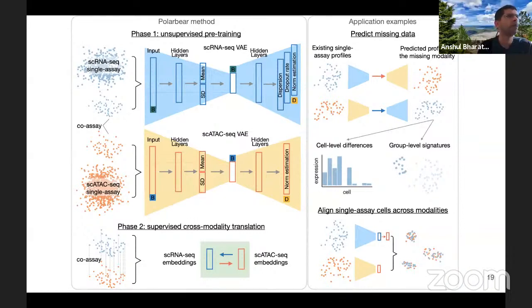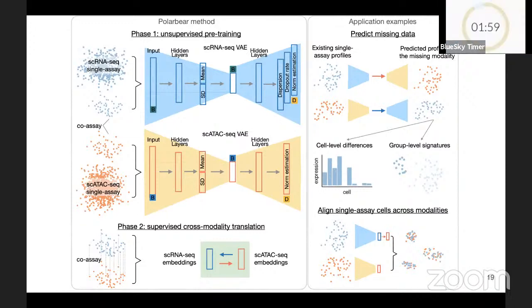Excellent. Without adding single assay data, does Polar Bear still outperform Babel? Yeah, that's a great question. We did multiple evaluations, and what we observe is that Polar Bear in most cases outperforms Polar Bear co-assay, which is trained only on the co-assay data. It also outperforms Babel most of the time, but there are scenarios where there's no significant difference.